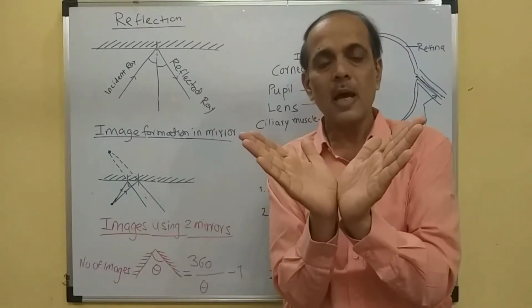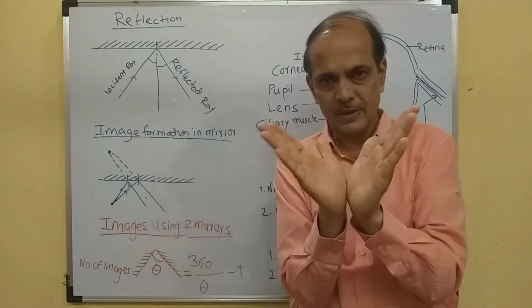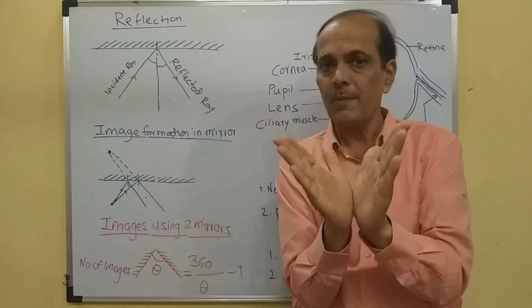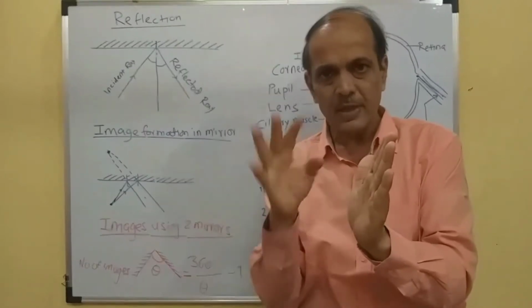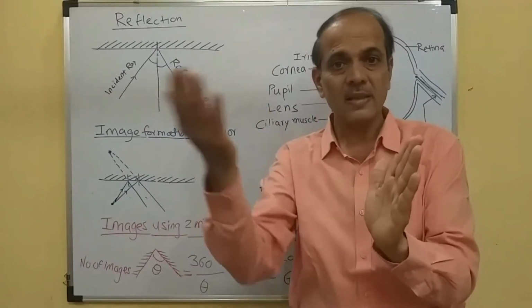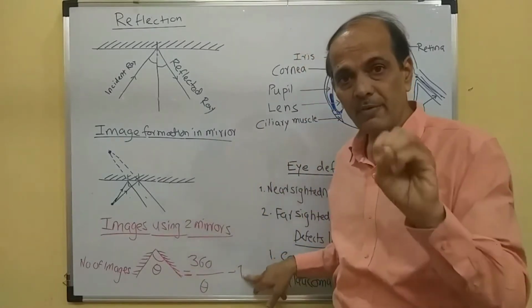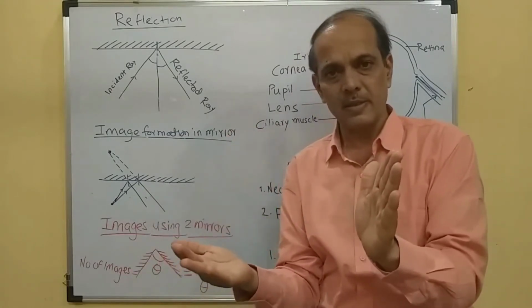If two mirrors are making, say, a 60 degree angle, what will be the number of images? 360 divided by 60 is 6, and minus 1 makes it 5. So when the angle is 60 degrees, you will get 5 images.